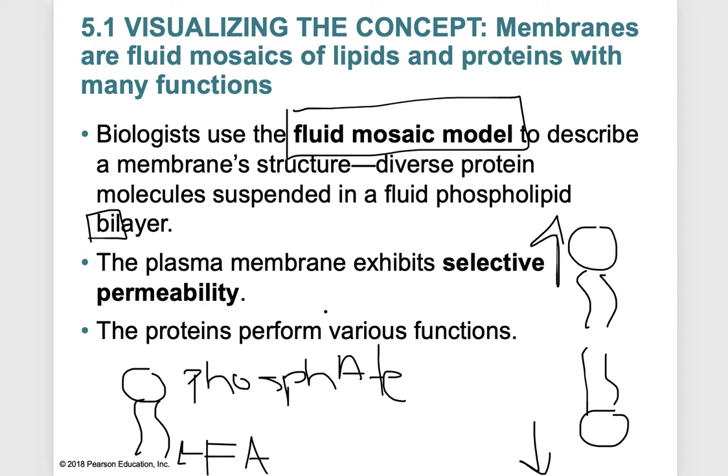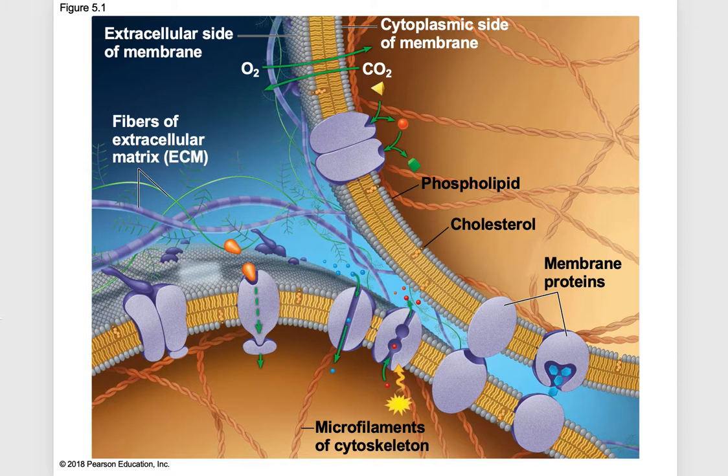Okay, so the plasma membrane has a characteristic called selectively permeable or selective permeability, which means it only allows certain things into and also outside of the cell. And a really, really important part of this membrane structure are proteins. So let's go ahead and take a look at a membrane.